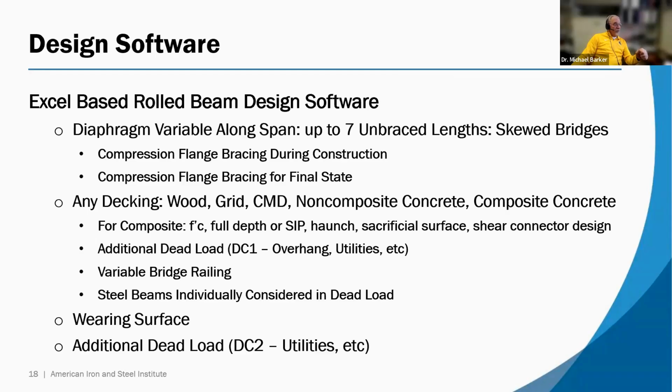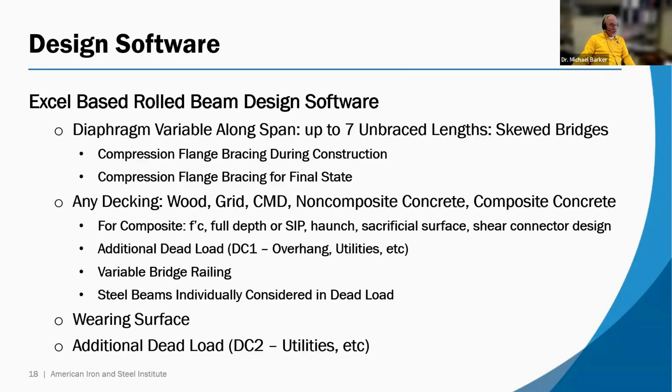I said the diaphragm is variable along the span. You can have up to 7 unbraced lengths, so you can do skewed bridges. You can determine whether the compression flange is braced during construction and braced during the final state. We began by saying it's unbraced here. You can have any decking, like I said.